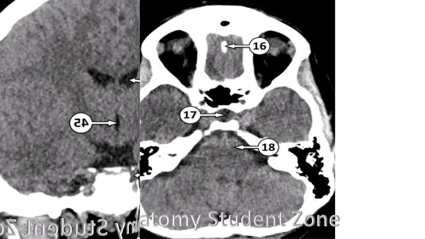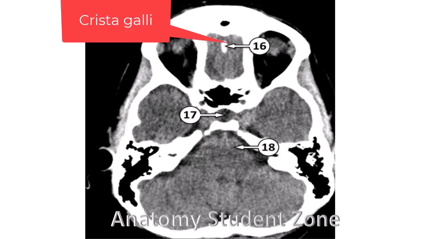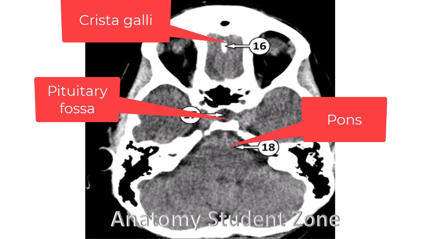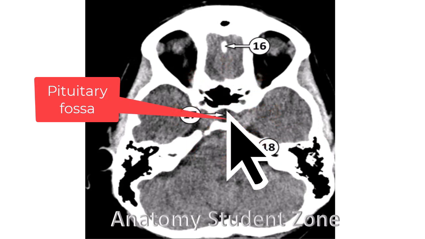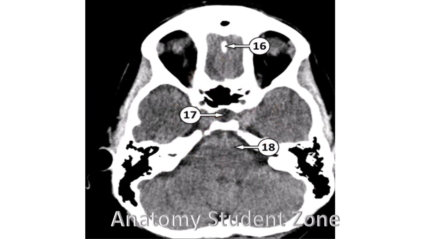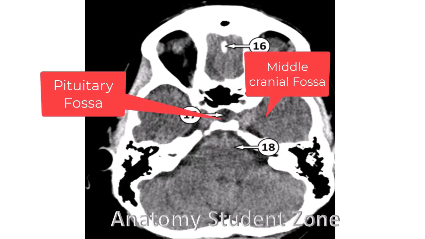This is CT head axial section. In this image, 16 is crista galli, 17 is pituitary fossa, and 18 is pons. And again, we are concerned with that of pituitary fossa right now in this session that I am going to try to explain you. So 17 is pituitary fossa. In this image, you can clearly observe a middle cranial fossa, and in center of this fossa, number 17, that is labeled over here, is pituitary fossa. And on either side of this fossa, there is exact anatomical location of cavernous sinus that I already described you.